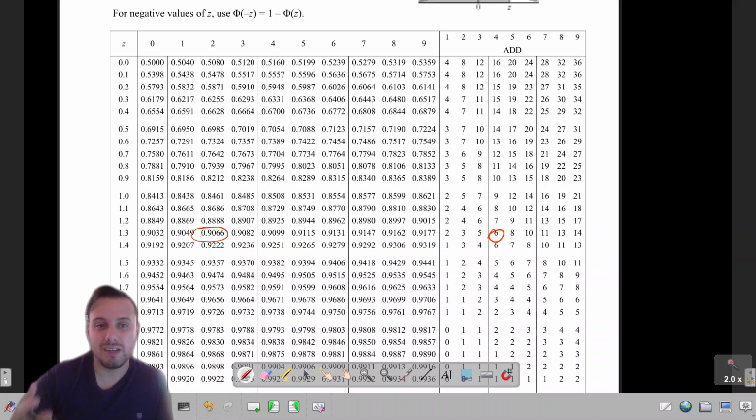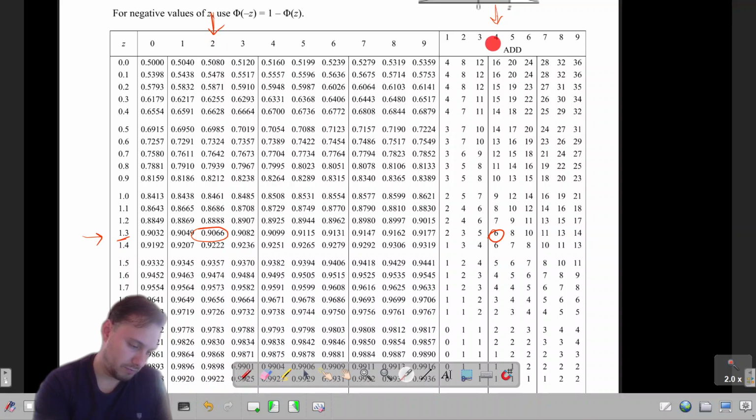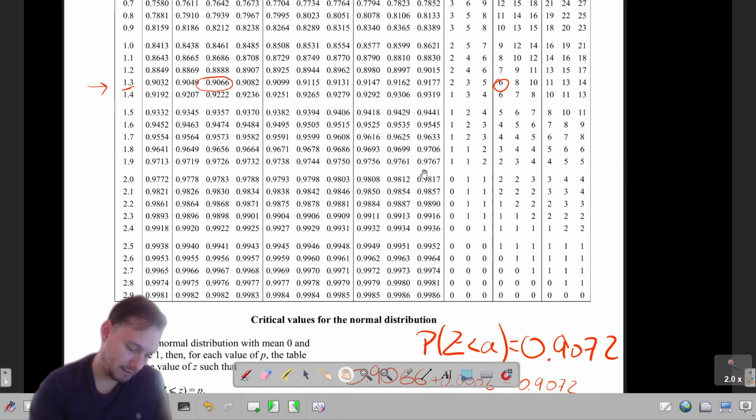Well, we're going to take a look at which values we are using. First of all, we're in this row. So my value for A is going to begin with 1.3. Then I'm using this column here that corresponds with the 2. So my number is going to be 1.32. And then I'm going to add a 6 that is in the column of the 4. So my number is going to be 1.324. That is the value for A that I'm looking for.